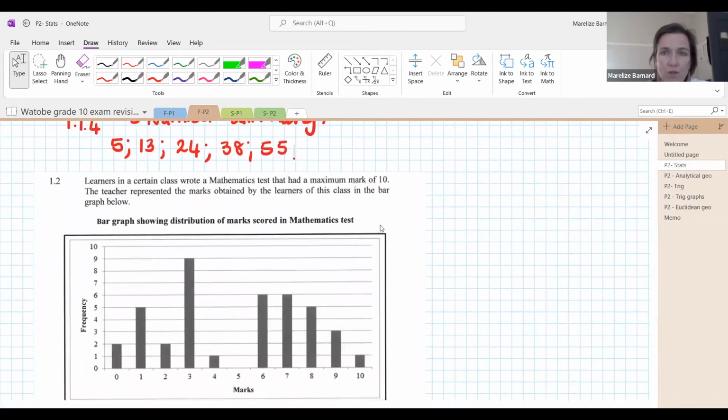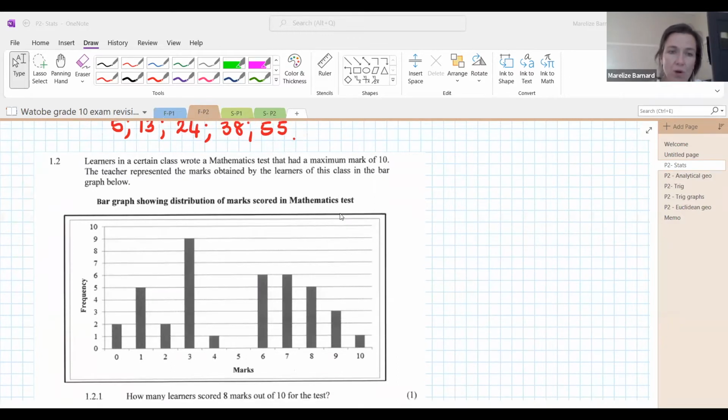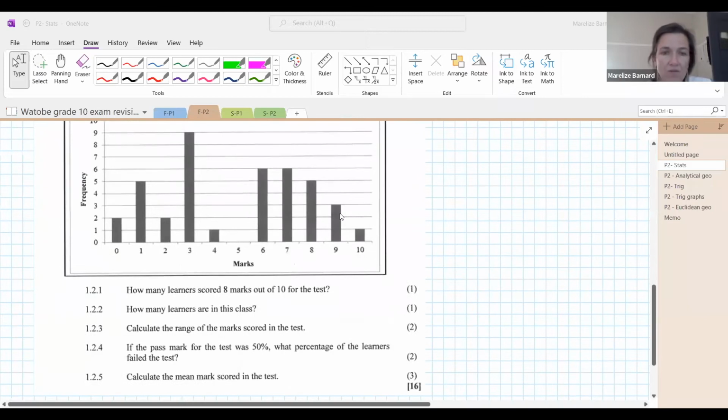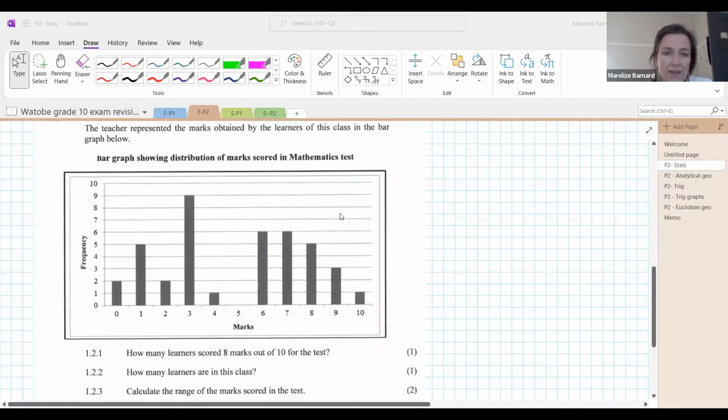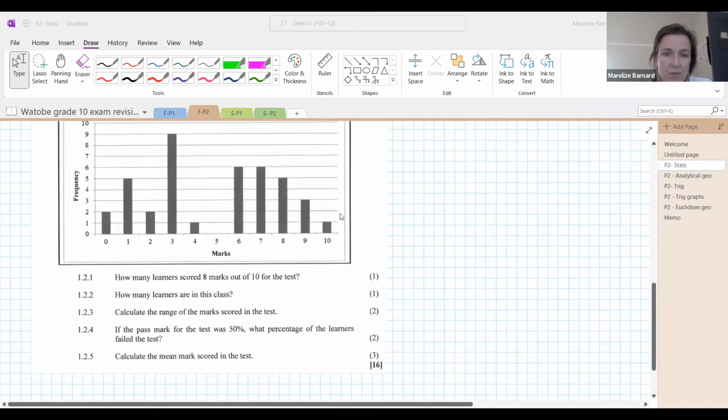Question 1.2. Learners in a certain class wrote a mathematics test that had a maximum mark of 10. The teacher represented the marks obtained by the learners of this class in the bar graph below. Okay, so there's our bar graph. And I'm just going to zoom out a little bit. There we go. And now we just have to answer some questions.